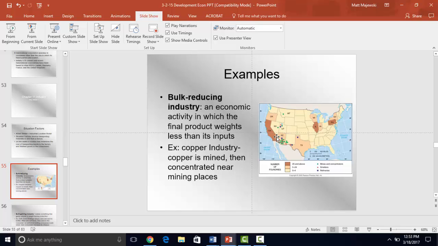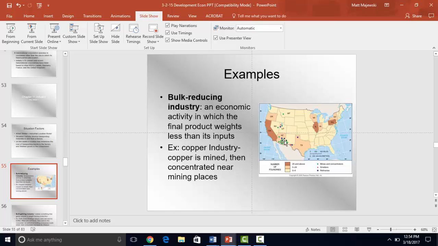So for instance, their railroad costs are going to be much more to get their product to their facility than it would be to get the small amount of copper that's produced to the market to be sold. And so therefore, these copper smelting facilities are going to be located very close to the mines in which the copper ore is mined to reduce that transportation cost. That's a bulk reducing industry. So any industry where the final product weighs less than the inputs needed to make it is a bulk reducing industry.